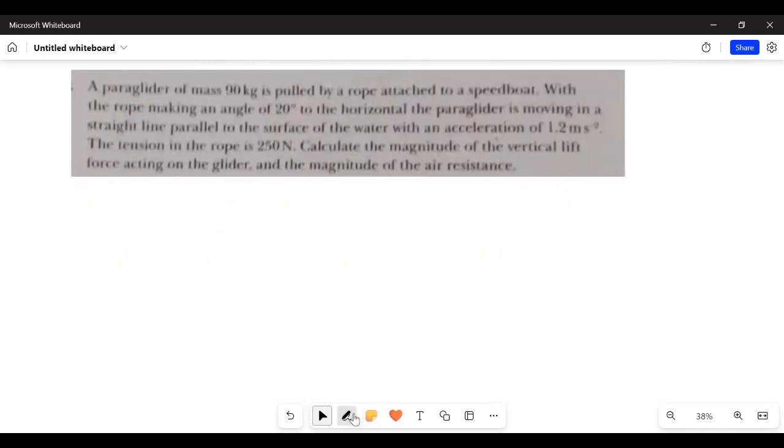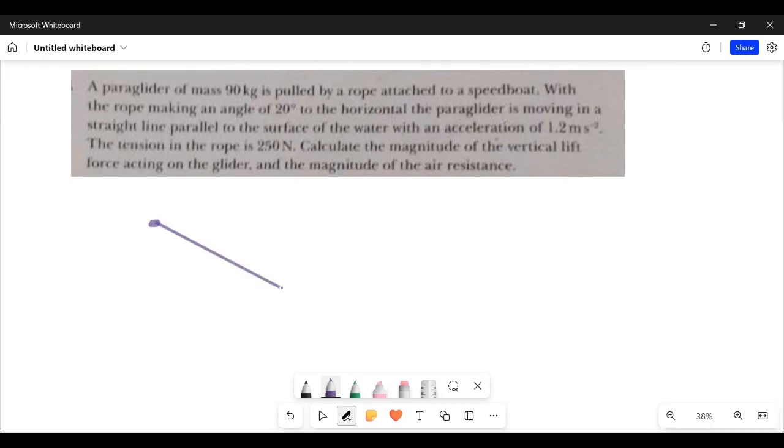Question is, a paraglider of mass 9 kgs. Here's a paraglider. Its mass is 9 kgs. It is pulled by a rope attached to a speedboat, with the rope making an angle of 20 degrees to the horizontal. The paraglider is moving in a straight line parallel to the surface of the water. Okay. So there's a rope attached to it, making an angle of 20 degrees with the horizontal.